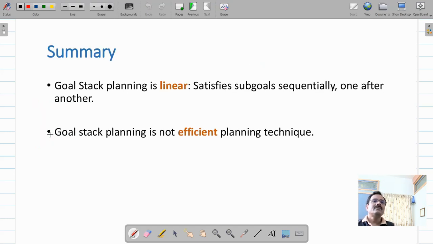So the sequence of operations that you will have to perform will be returned by the planner. Let us summarize what we have seen. From this you can make out that goal stack planning is a linear mechanism. It linearly solves the problem. For complex problems you will have to modify this goal stack planning technique because it satisfies sub goals sequentially, that is one after another. If they are highly interacting sub goals, then you need a more efficient technique than goal stack planning. So in the next class we will discuss other techniques which can be used for solving more complex problems.